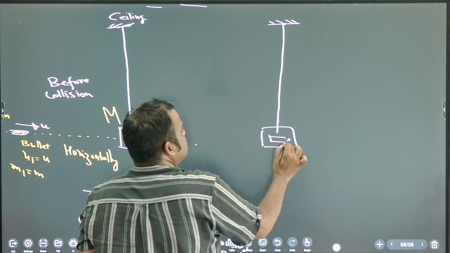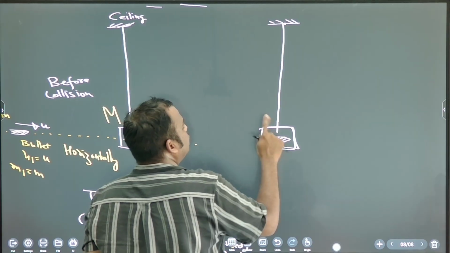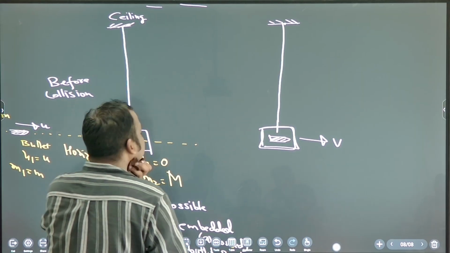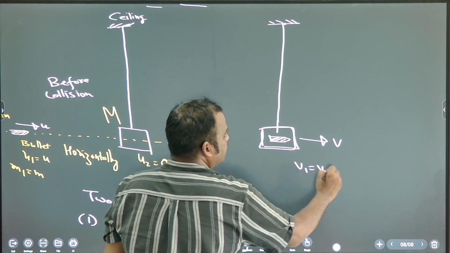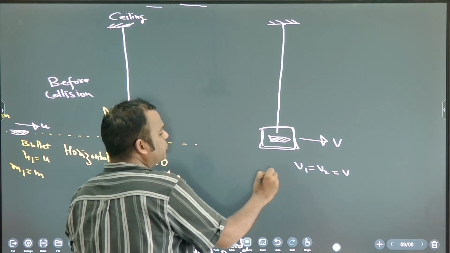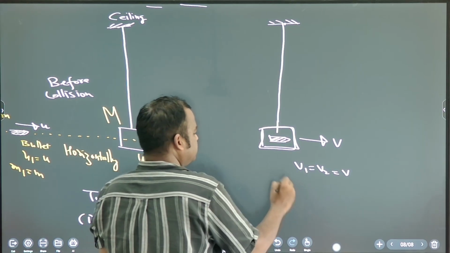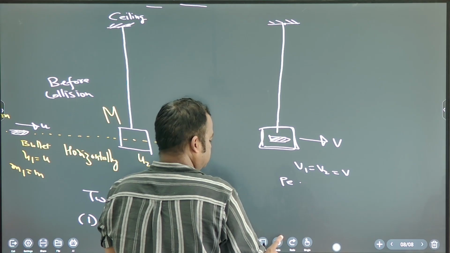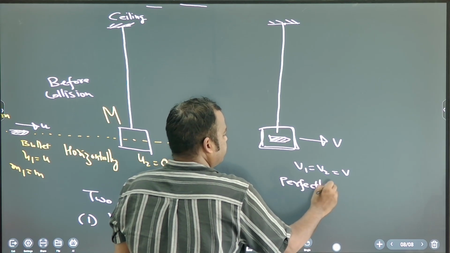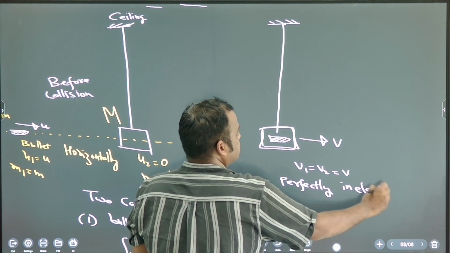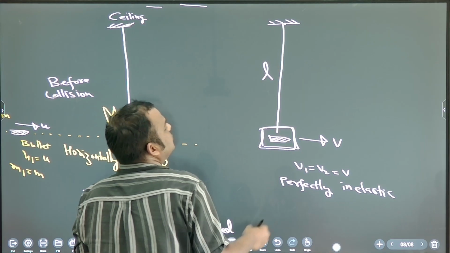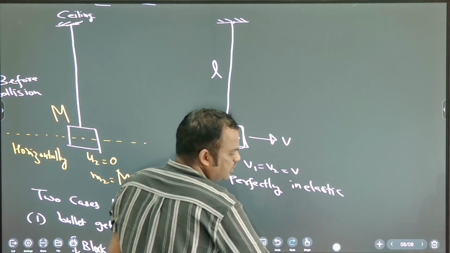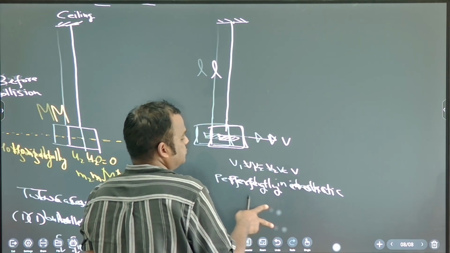Now the bullet is inside. This is the bullet. Bullet and block going together. What is the final velocity? Suppose v. So V1 and V2 both are equal to V. So what type of collision is this? Perfectly elastic or inelastic? Inelastic. This is perfectly inelastic. Length is L. So they will go along a straight line, or parabola, or circle? Circle. So they will go in a circle.